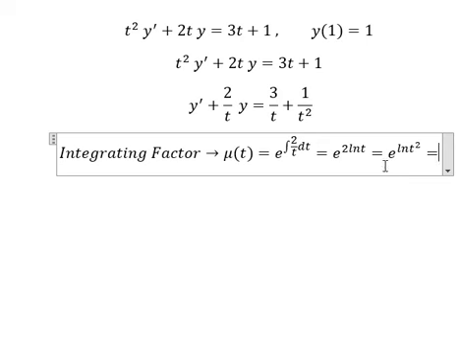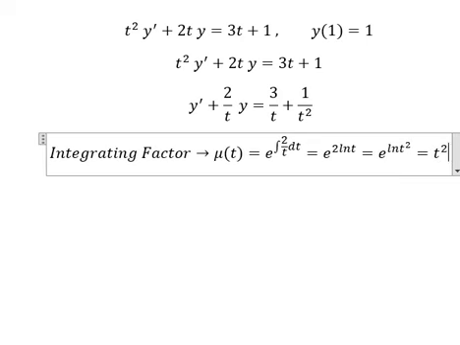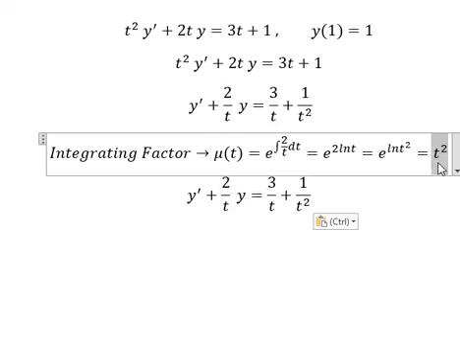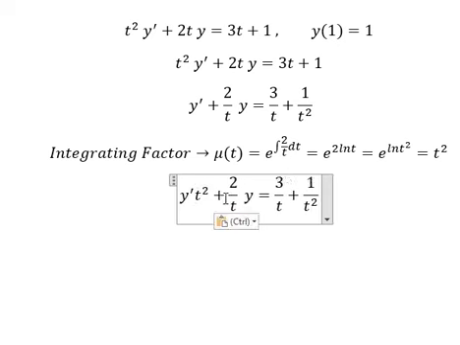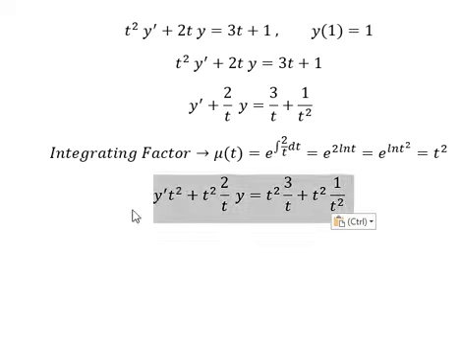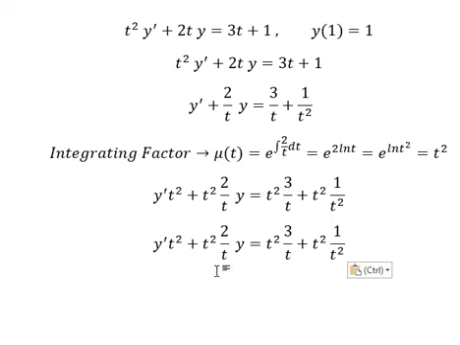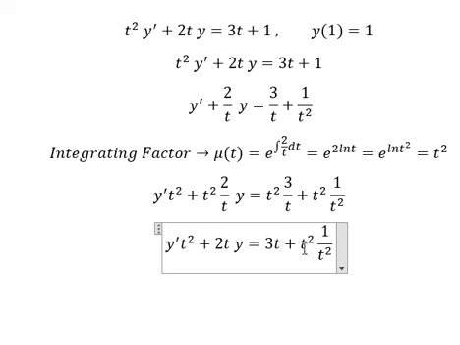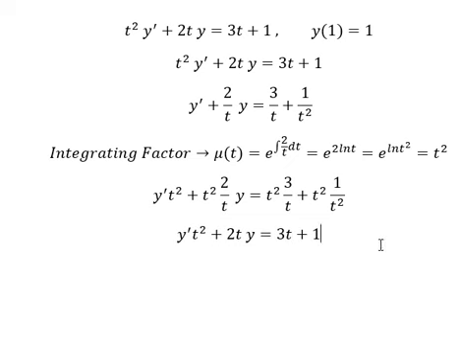So we need to simplify this one, and we have t squared. That means we multiply both sides by this one. So we simplify and we have 2t. This one we have 3t. This one we have number 1.